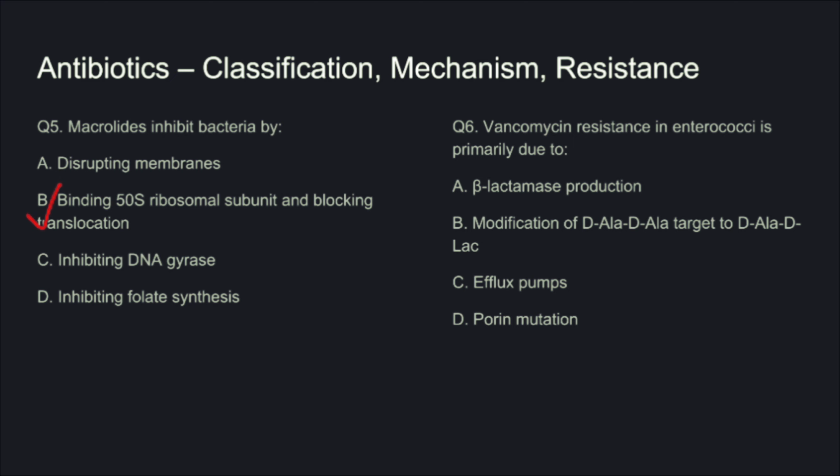Okay. Question 6. Vancomycin resistance in enterococci is primarily due to: A. Beta-lactamase production, B. Modification of the D-alanine target to D-alanine D-lactate, C. Efflux pumps, D. Porin mutation. Okay, so the correct answer is B. Question 7.